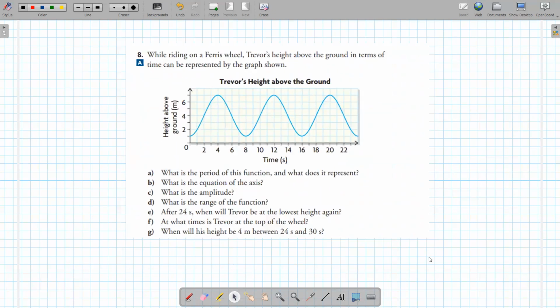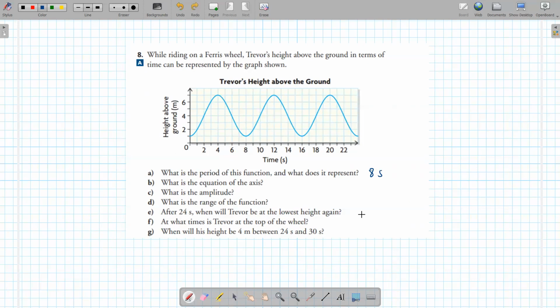So someone's riding a Ferris wheel and we're given the height and the time. Pretty simple graph. What is the period of the function? 8. 8 is right. So 8 seconds. That seems like a quick Ferris wheel, right? You're finishing a loop in 8 seconds. I think that was supposed to be minutes, but whatever.